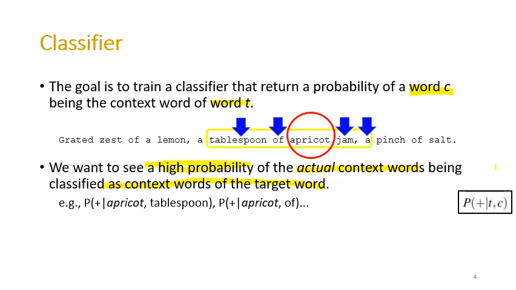So given the pair of target word and context word, we want the model to return a high probability of the label as positive. Positive label means that yes, that context word is the actual context word of the target word. So we want to have a high probability of plus, given apricot and tablespoon. We want to have a high probability of plus, given the pair of apricot and of.